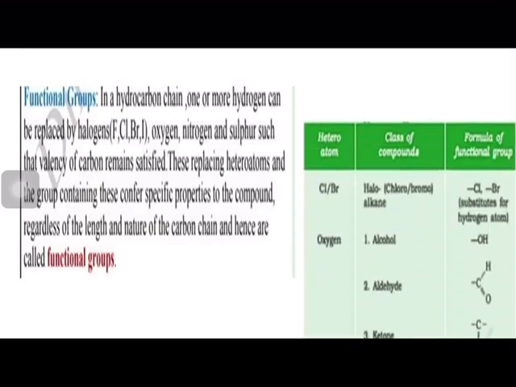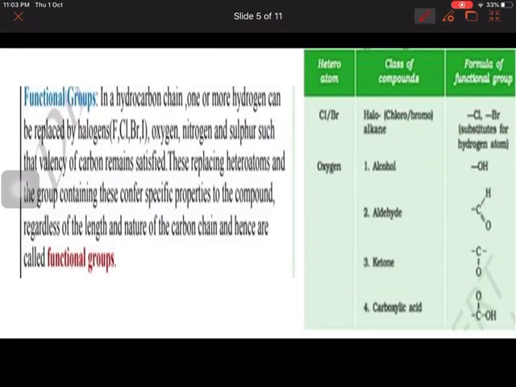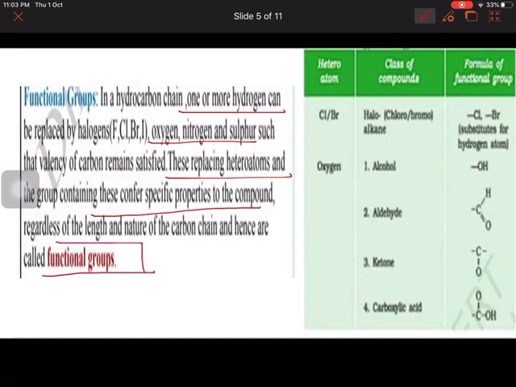Then we talk of functional groups. What are functional groups? Different halogens can be there, oxygen can be there, nitrogen and sulfur, which replace one hydrogen, and by replacing this one hydrogen they confer specific properties to the compound, because of which the new compound formed has new properties. So different functional groups: we can say the halo group, with heteroatoms chlorine and bromine, and with heteroatom oxygen it can be alcohol, aldehyde, ketone and carboxyl. You can see the formulas of all these functional groups on the sideways.